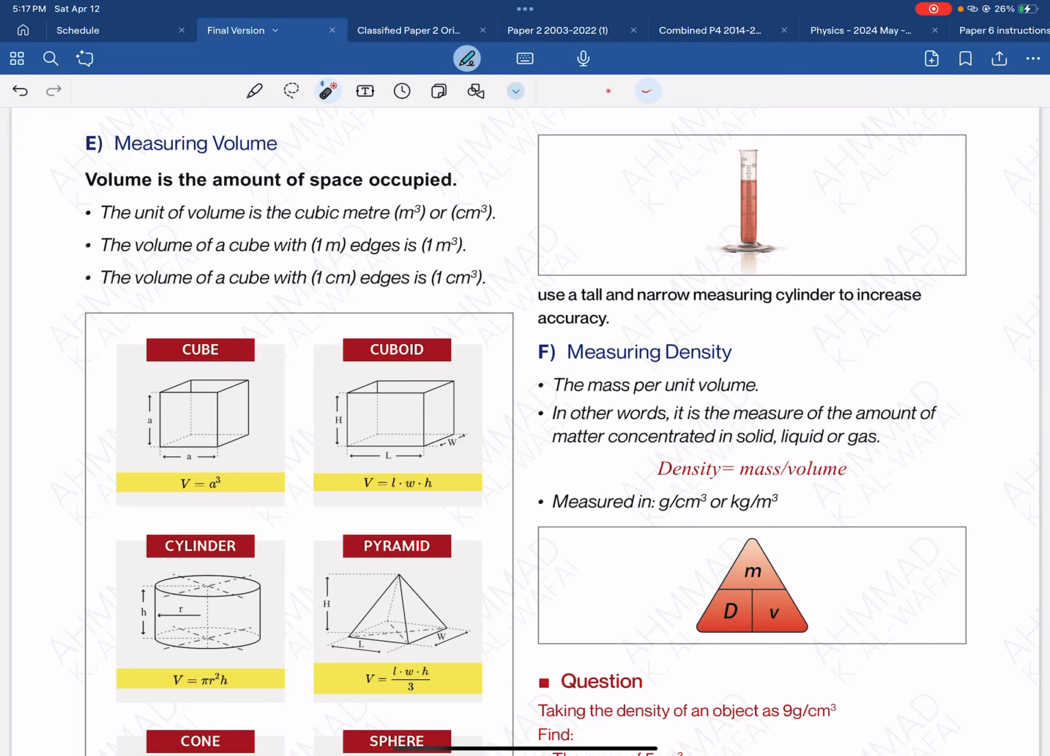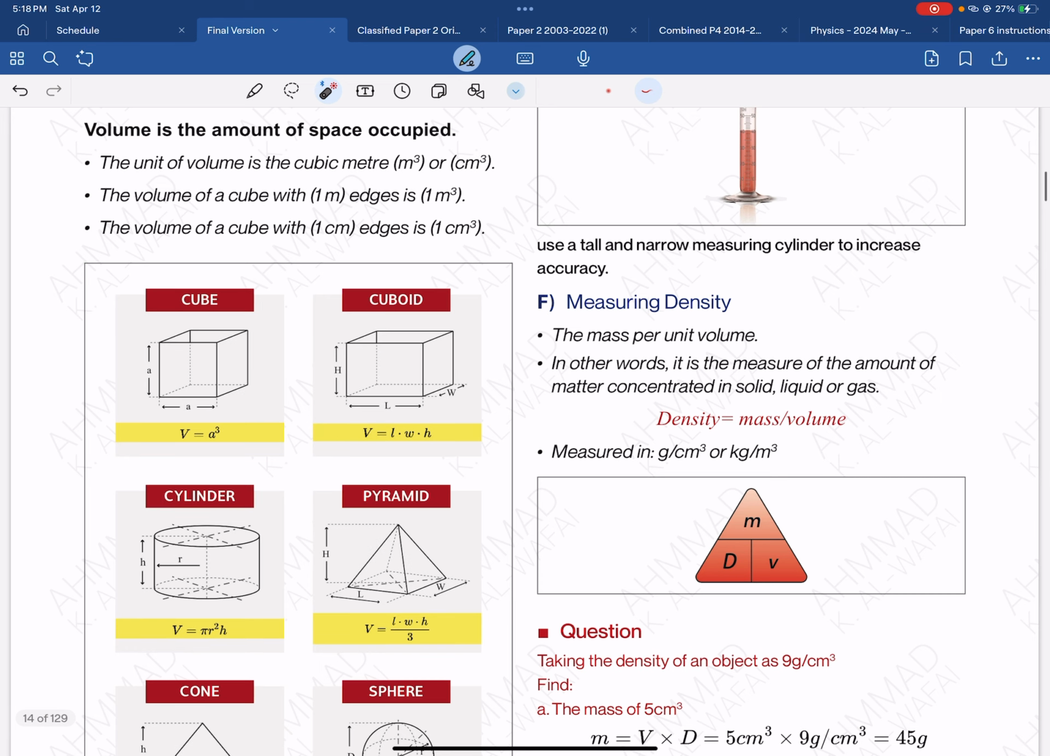Okay, so now we're going to talk about measuring volume and connect it to the idea of density. To measure volume, you could be measuring the volume of a solid or the volume of a liquid or gas. For now, we're going to talk about measuring the volume of a solid, and then we're going to move to a liquid. If you have a regular solid, you can measure its volume using any of these equations.